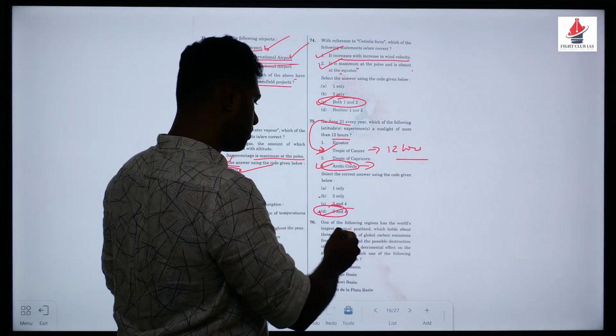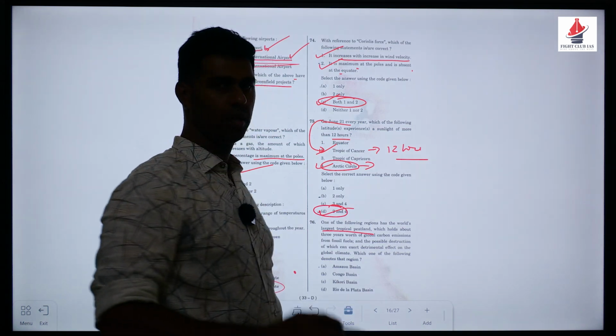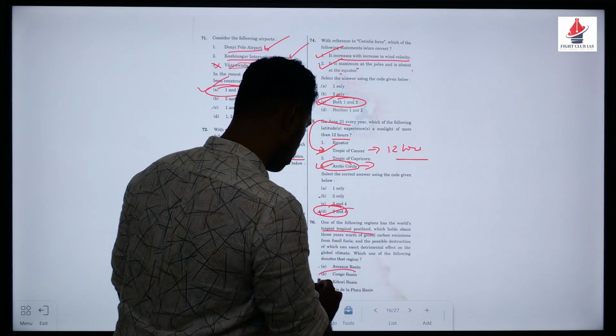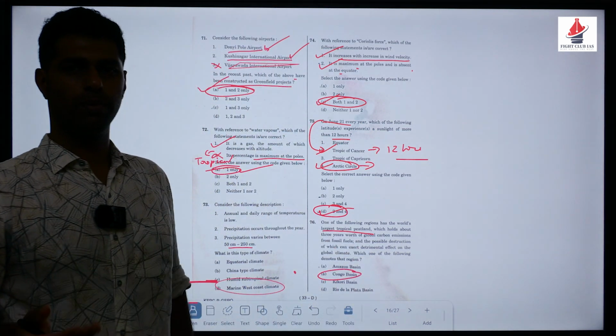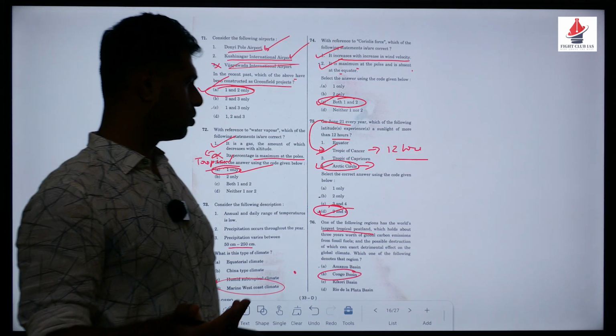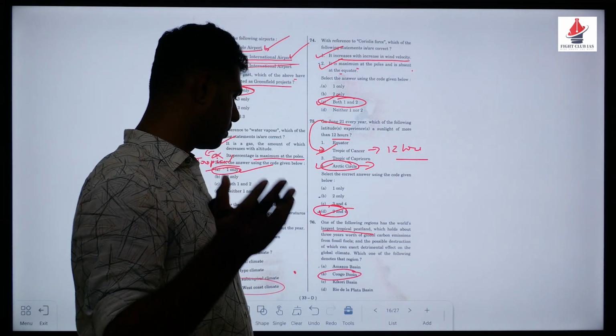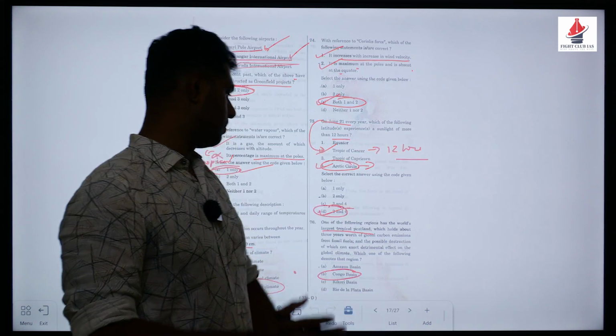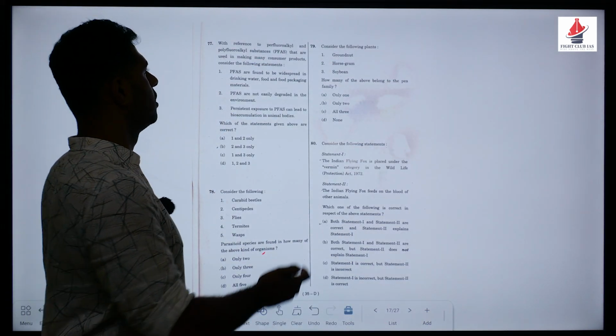Which of the following regions has the world's largest tropical peatlands? Largest tropical peatland has been in the Congo Basin. Congo Basin has been asked by UPSC in the previous year too. In the last 2 years, Congo Basin has been very, very important. So please learn about the Congo Basin well. Moving to the next one, 77.